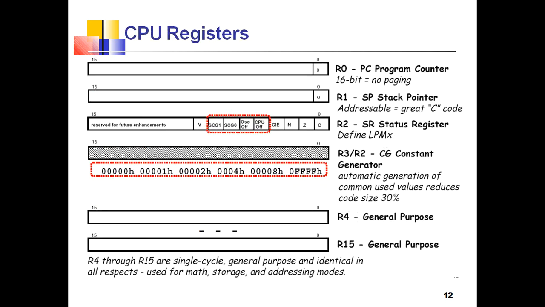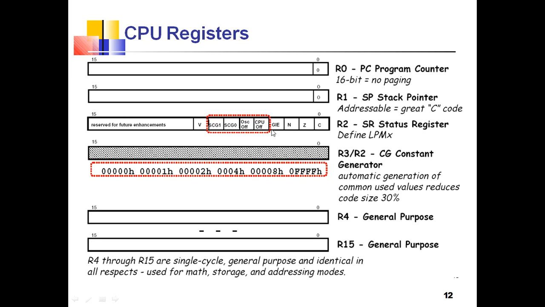Next, you can see how the CPU registers are internally constructed. R0 is the first one, PC, the program counter, 16-bit, bits 0 to 15. Next one, SP, the stack pointer, is used to perform the stack operations whenever an interrupt occurs in the MSP430. It is addressable from C code. Next, R2 is nothing but the SR, status register. That means it is like the PSW in the 8051.